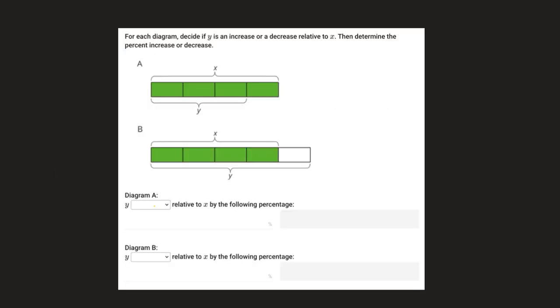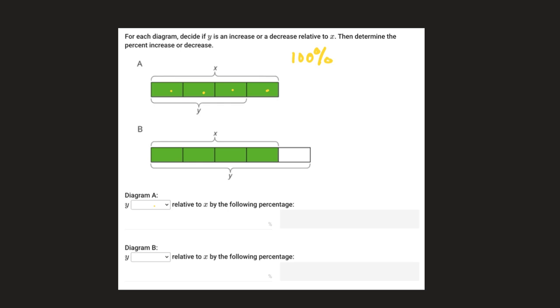All right, for these problems, the question asks us for each diagram, decide if y is an increase or decrease relative to x, then determine the percent increase or decrease. So what we have here is my x. There's 1, 2, 3, 4 parts of x. So x is 100%.